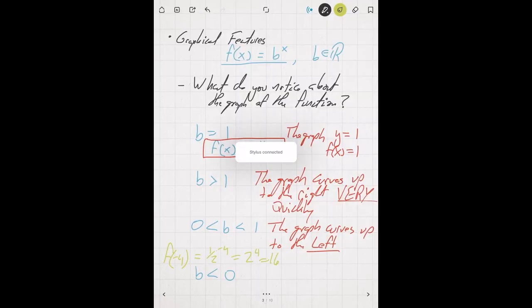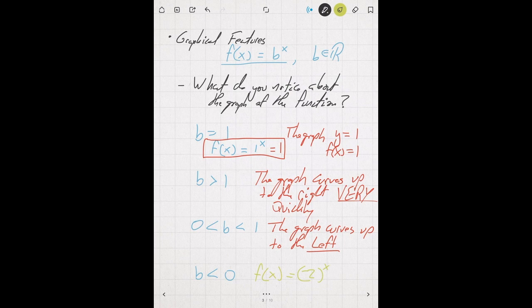Well, let me get some space here. If I had anything less than 0, if I had a negative number, so let's say I had f of x equaling -2 to the x power.